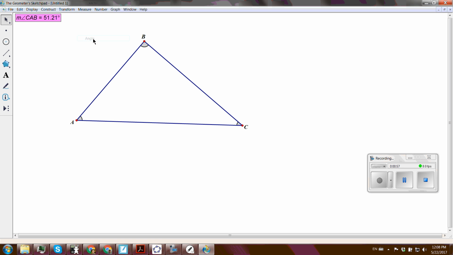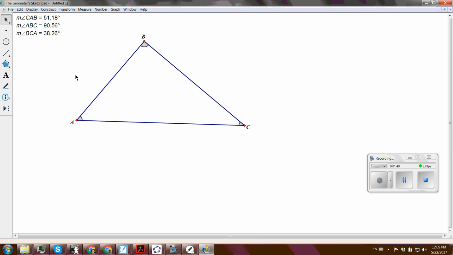Measure angle. So there we have one of the angles is 51.21 degrees. Now let's measure this other angle, angle ABC. Measure that angle, and then we'll measure the third angle, which is angle BCA. Oops, let me try it again. BCA. We'll measure that angle. Now, one of them's about 90, one of them's about 38, and one of them's about 51.